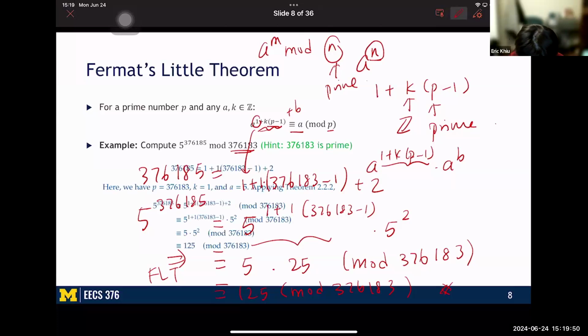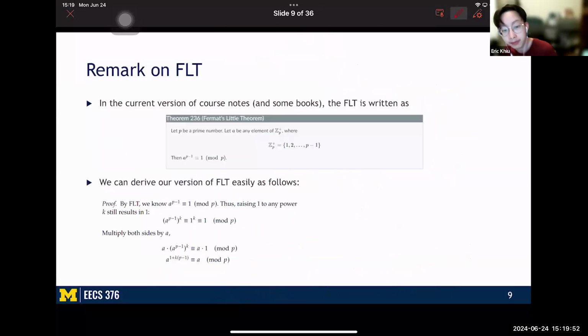Yeah, so that's it. Here's a remark on FLT. I think this is still how it's written in the course notes, which is written slightly differently. But then here's the proof that they are equivalent to what I just showed you. They're the same theorem, so they're saying the same thing. So just pick whichever you feel more comfortable using.